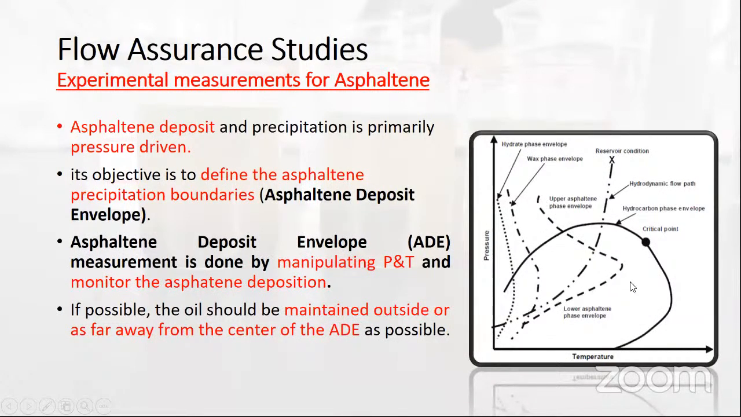This curve is formed from many points representing a combination of pressure and temperature. If we exceed this curve, that means that we will have a problem due to asphaltene or wax or hydrate. So this curve is called the asphaltene deposit envelope. To have no asphaltene problems, we should be far from this curve. Okay, so from this plot, we can see that we will have some problems due to asphaltene and also wax and the hydrate.